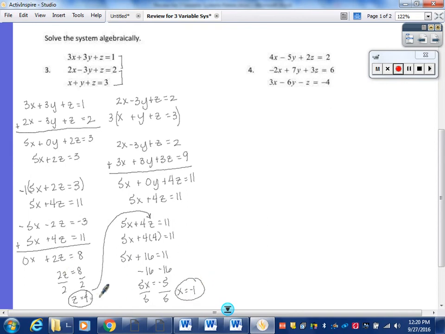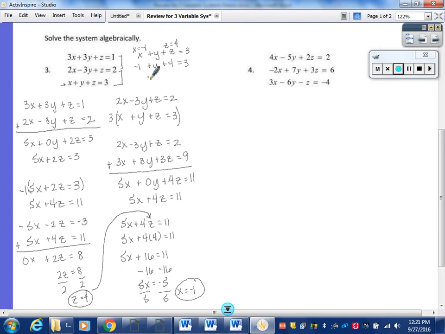So now I have z and x. And what I can do is, having z and x, I can plug it into one of these three equations to find y. I'm choosing the last equation because y is alone in that equation. And so I've got that x plus y plus z is equal to 3. And I know that x is negative 1 and z is 4. This is negative 1 plus y plus 4 is equal to 3.